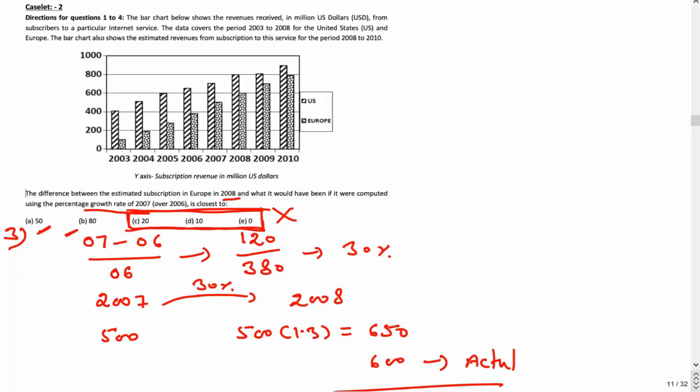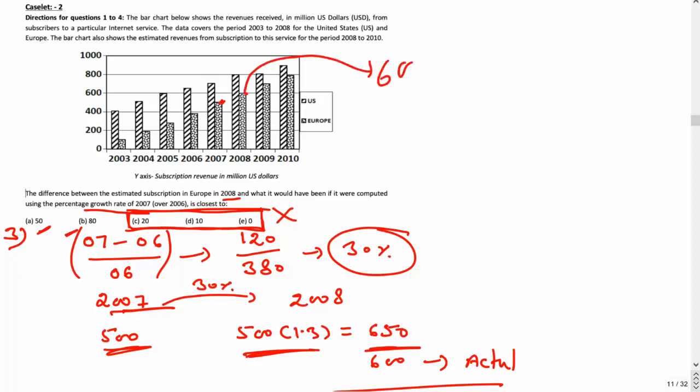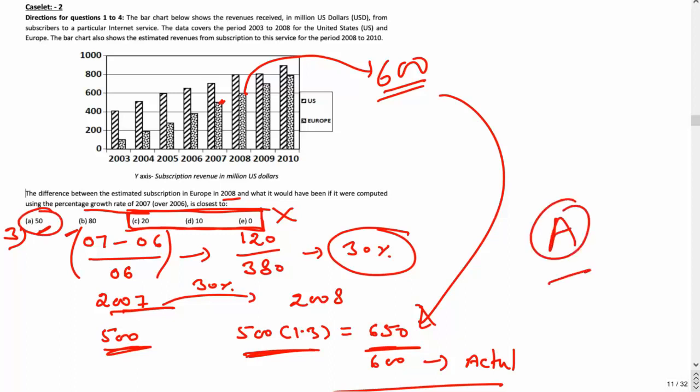If you are in shortage of time, you can take a guesswork like this, that these three options can be very easily ruled out. Okay, so we have already calculated in the last question 2007 to 2006 what the growth rate is. It was 30%. So we can use that data very easily. In 2007, this is 500. With 30% growth, I'm multiplying this with 1.3, it will be 650. What is the actual right now? They have said it is 600 over here. I'm getting 650. The difference is 50. So the correct answer is A for Ahmedabad.